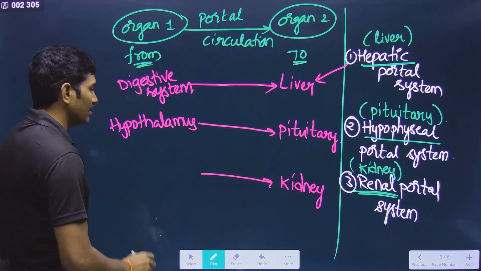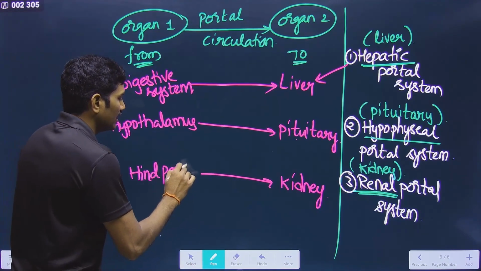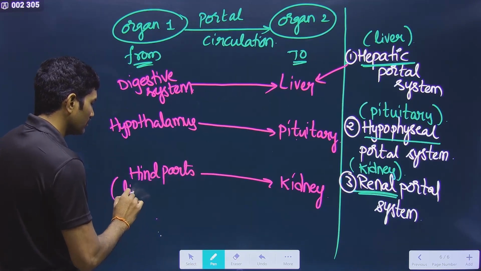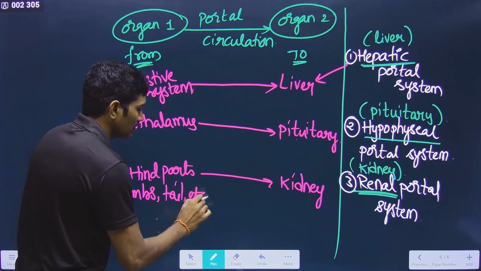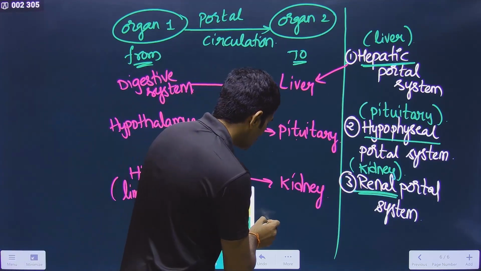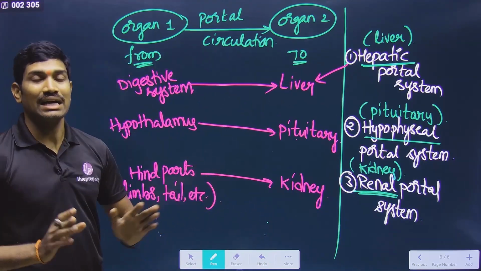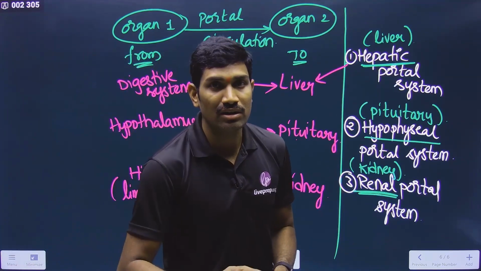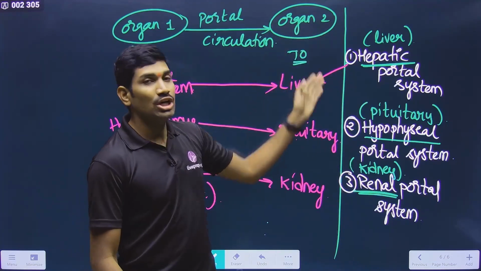And renal is the kidney. To the kidney, from where? From the hind parts of the body, like limbs, tail, etc. So you need to understand the concept that in portal circulation, a minimum of two different organs are involved. One is the from, the other is the to. The name was given based on the to organ.